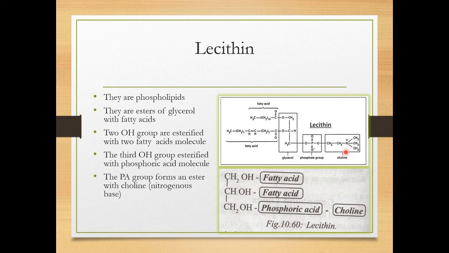Choline is a nitrogenous base. Okay, this is the basic structure of what? Lecithin. So what is the basic structure? One glycerol molecule is esterified with two fatty acids and a phosphate group and choline. Very simple structure.